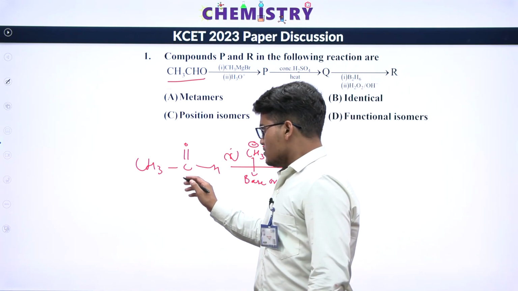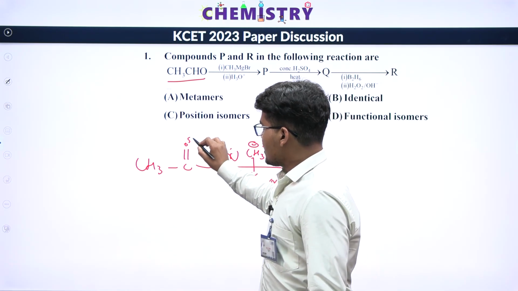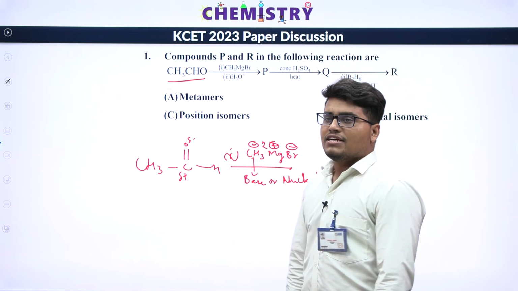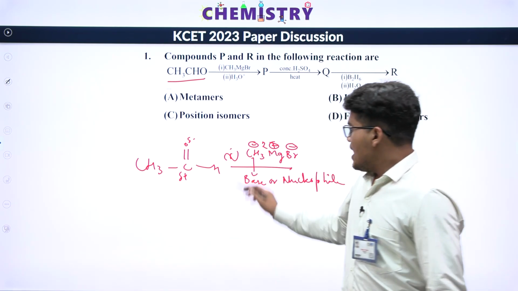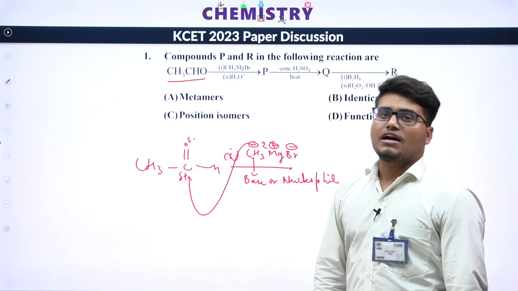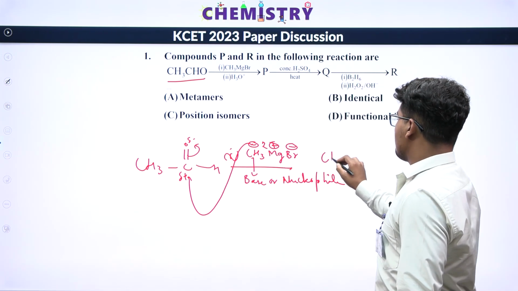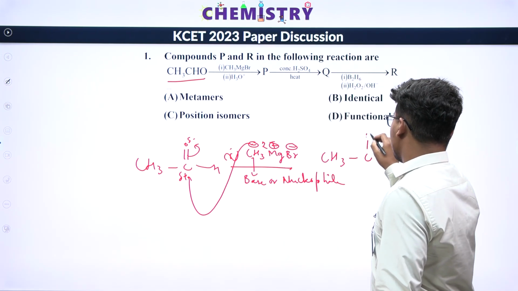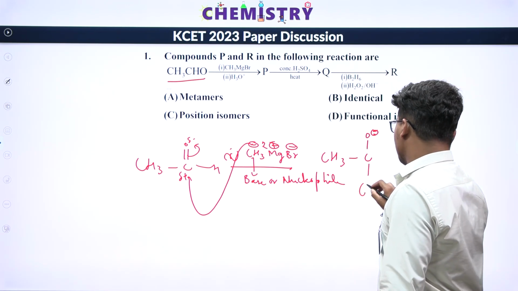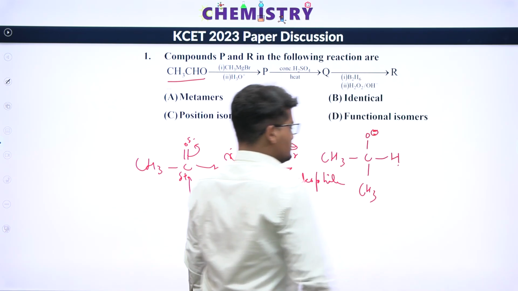Here we have acetaldehyde, where oxygen is delta negative and carbon is delta positive. So the CH3 minus behaves as a nucleophile and attacks this electrophilic carbon. This bond will break and we get a compound with O minus, with nucleophilic addition of CH3, and we have H here.